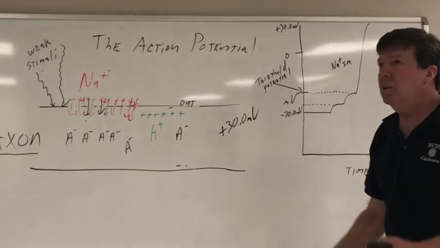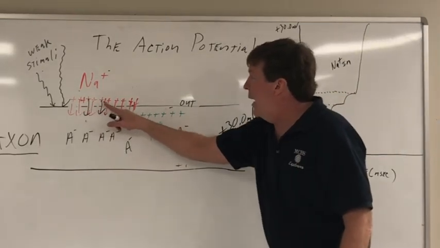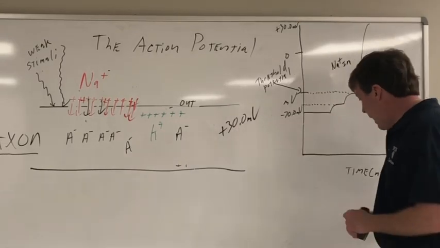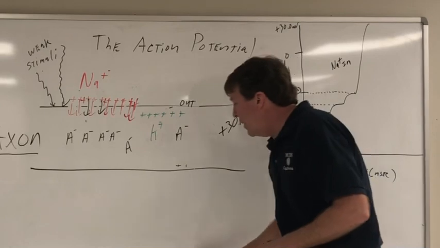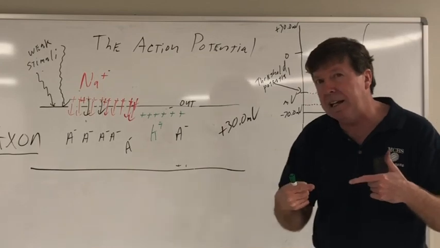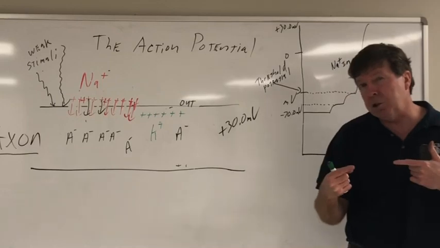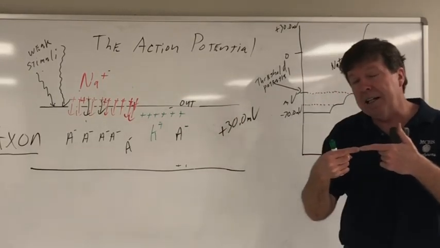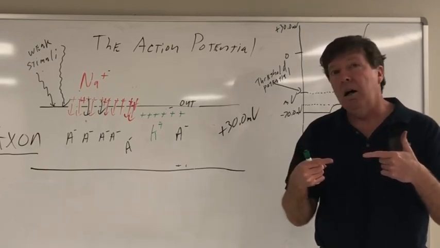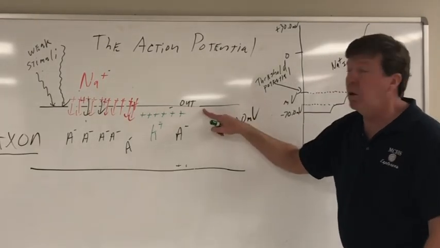Well, this is an ion party going on. As all of these positives rush in, and as we reach positive 30, that triggers a change in the proteins in the voltage gates. Now what's going to happen at positive 30, those voltage gates in the cell membrane, the voltage gates for potassium, are going to open up.